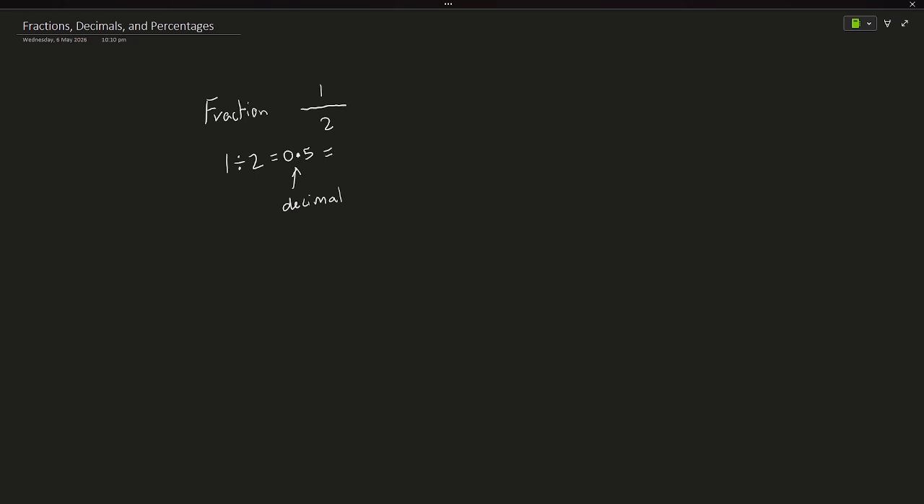Another way you can translate 0.5 is in percentages. So let's say 1 equals 100%. So if we have 0.5, that means we have 50%.